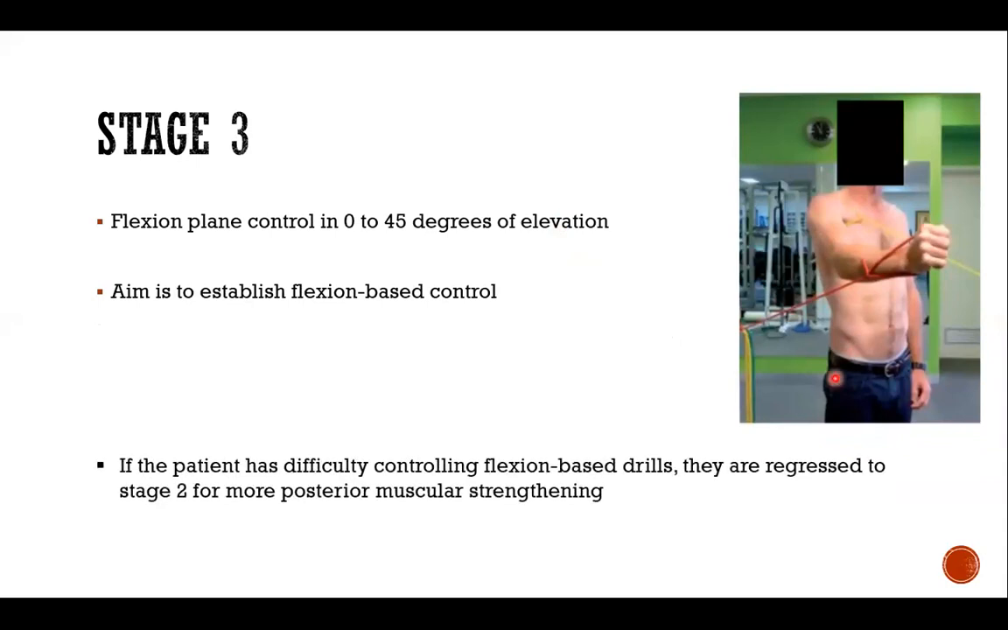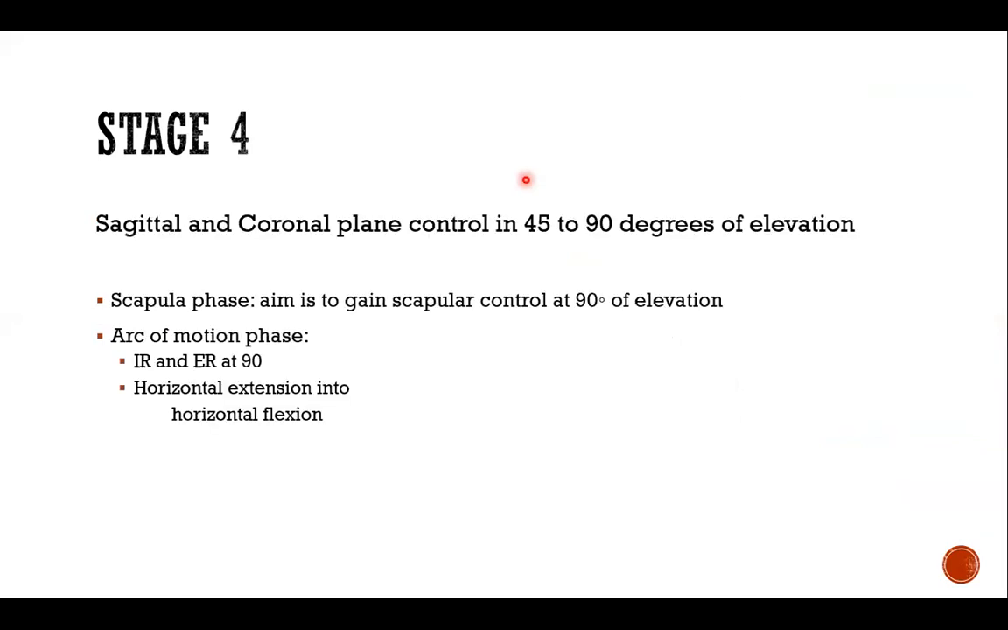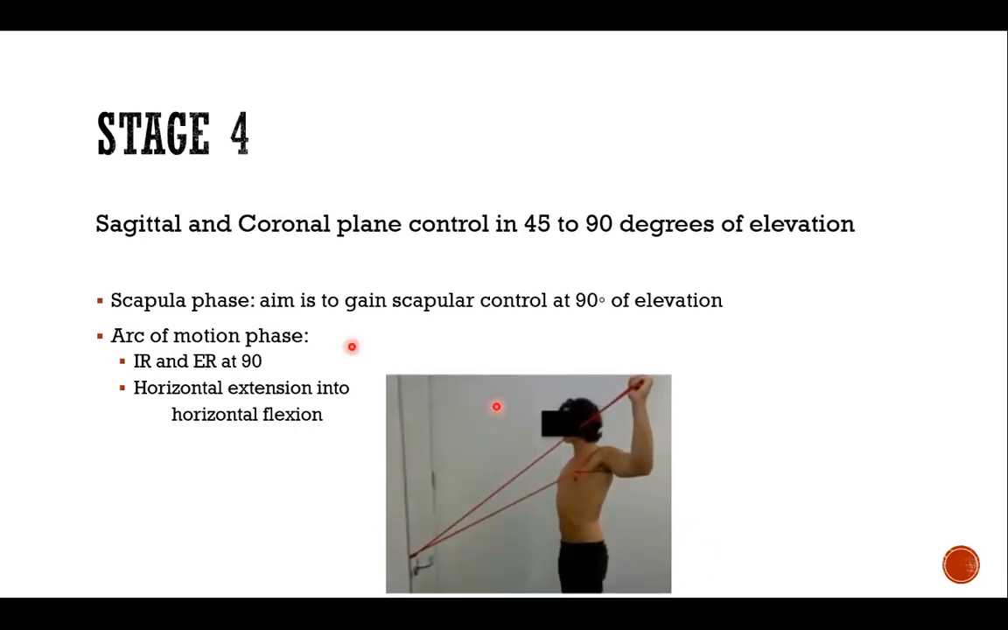If the patient has any difficulty here, it is regressed back to stage 2. Stage 4 is sagittal and coronal plane control in 45 to 90 degrees. The initial phase was 0 to 45, and now we are progressing to 45 to 90 degrees. Again, external rotation and extension is done initially, and internal rotation is focused on last.